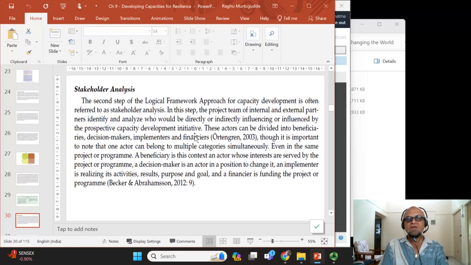The second step of the logical framework approach for capacity development is often referred to as the stakeholder analysis.